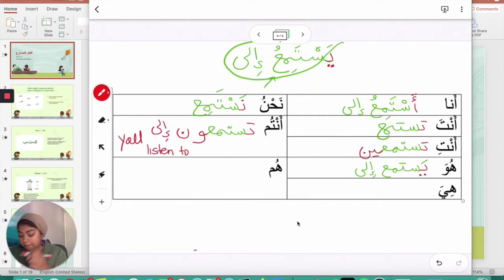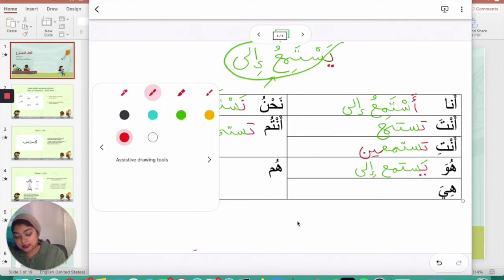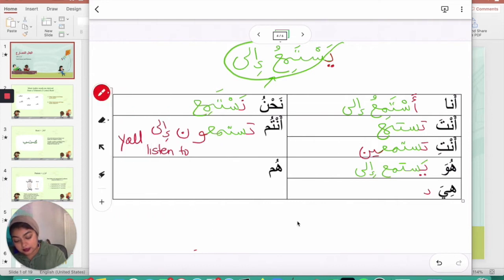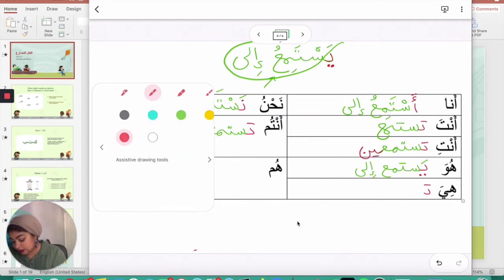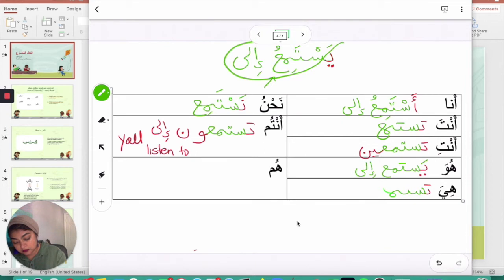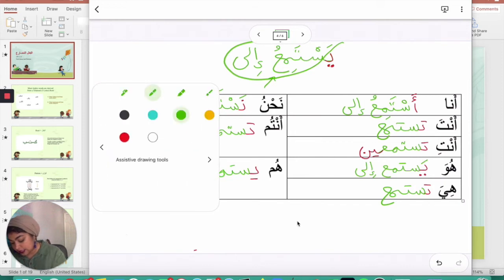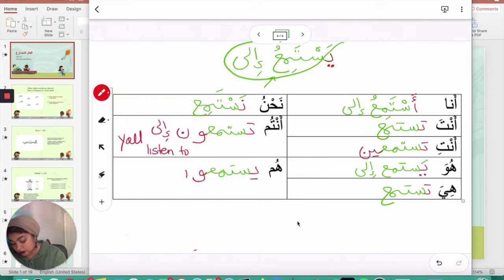Okay. هو يستمع إلى. هي starts with ta, تستمع إلى. وهم, we start with a ya, just like we had in هو. And then we add the plural واو نون. يستمعون إلى. They listen to.